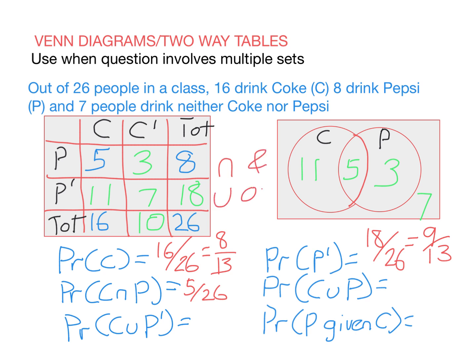This symbol means "or", because people often get confused about this. So when you're doing an "and" question, you usually have to get one number from the Venn diagram or two-way table like we just did.